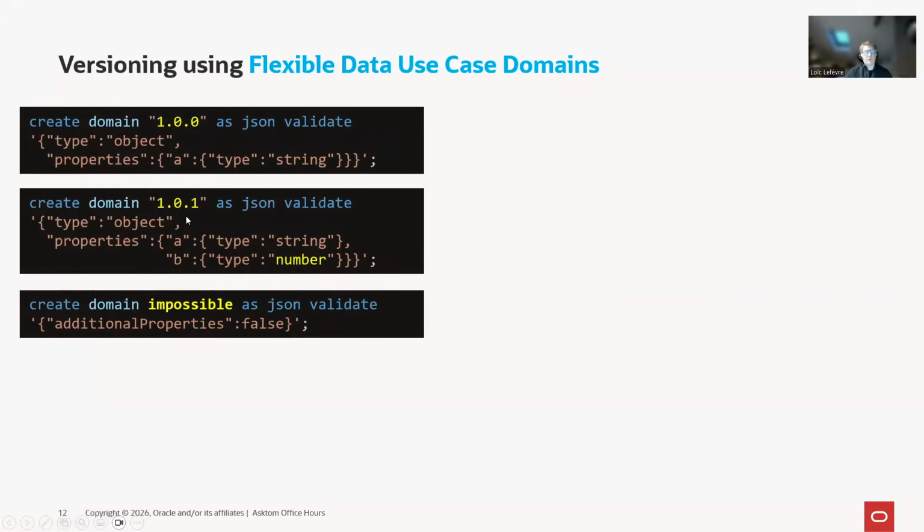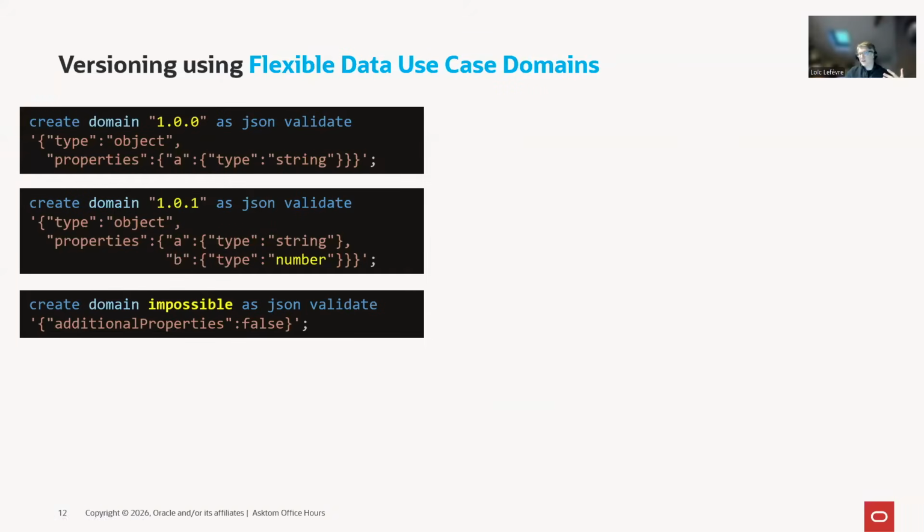The 1.0.1 has a new field, B of type number. And then I create an impossible, actually, JSON schema that cannot answer anything. The thing is that's for falling back and throwing an error in case you enter anything else. Basically, there is no property, but it expects none as well. So you can insert nothing.